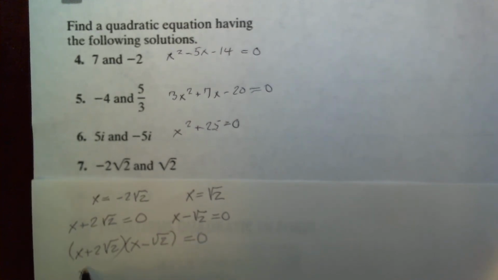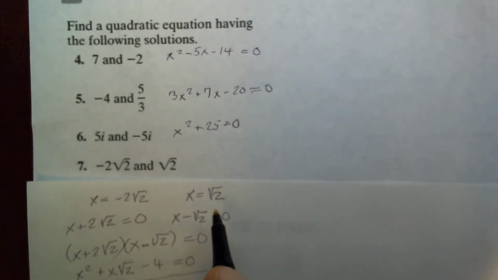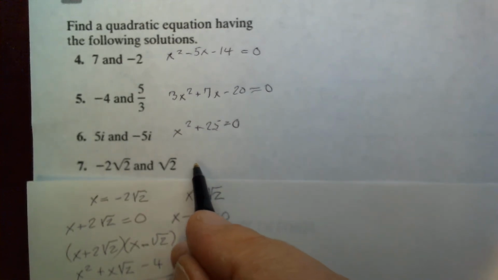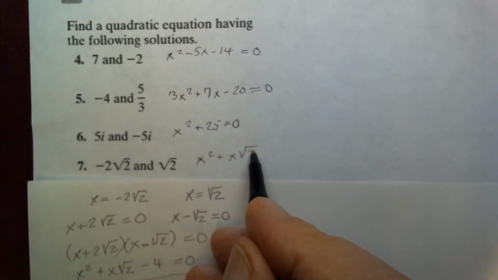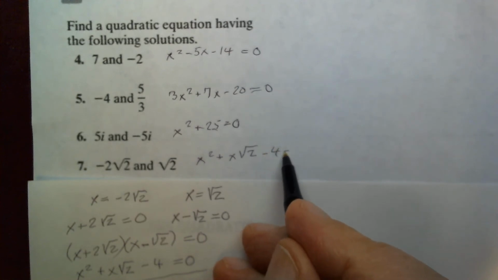So that's equal to x squared, and then minus x times the square root of 2 plus 2x times the square root of 2 is x times the square root of 2. And 2 times the square root of 2 times the square root of 2: the square root of 2 times the square root of 2 is 2, and 2 times 2 is 4. So that is the answer to this exercise: x squared plus x times the square root of 2 minus 4 equals 0.